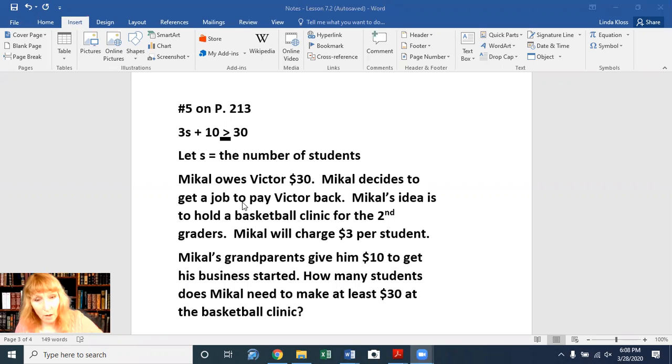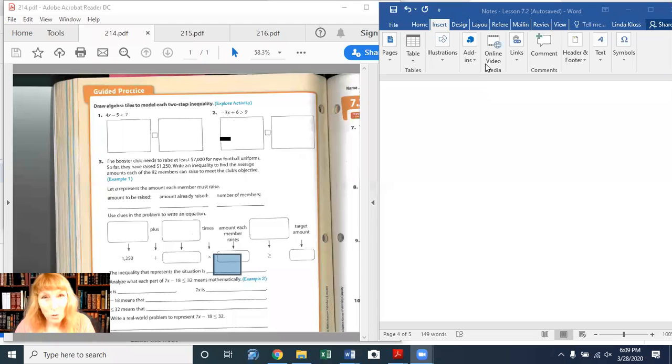So now if you need to pause the video, go ahead. We are going to be on page 214, the guided practice page. Okay, we're ready to begin. This is page 214. I'm going to start by saying you do not need to do number 1 or number 2. We're not using algebra tiles, so completely skip those 2 problems. So we're going to go on to number 3.